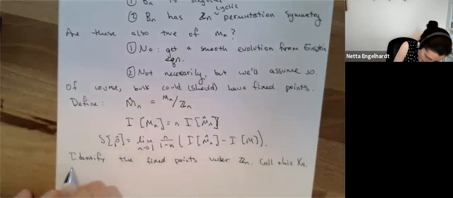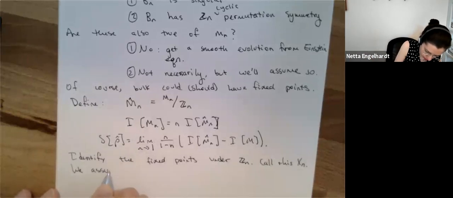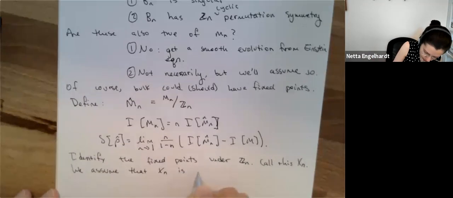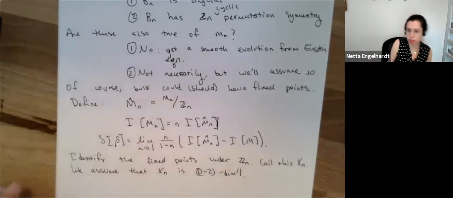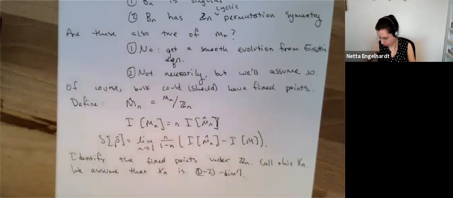So Lewkowycz and Maldacena assumed that Xn is codimension 2, D minus 2 dimensional, because we think of it again as the extension of partial R into the bulk. Partial R is codimension 2 in the boundary, so we expect that Xn, which is its extension into the bulk, is codimension 2 in the bulk.